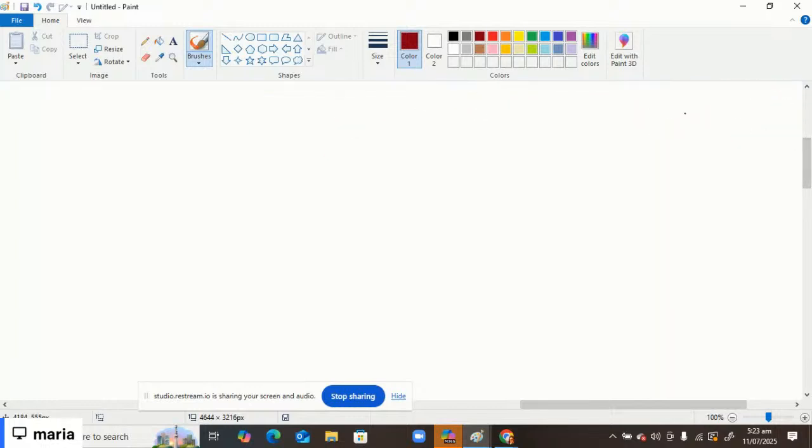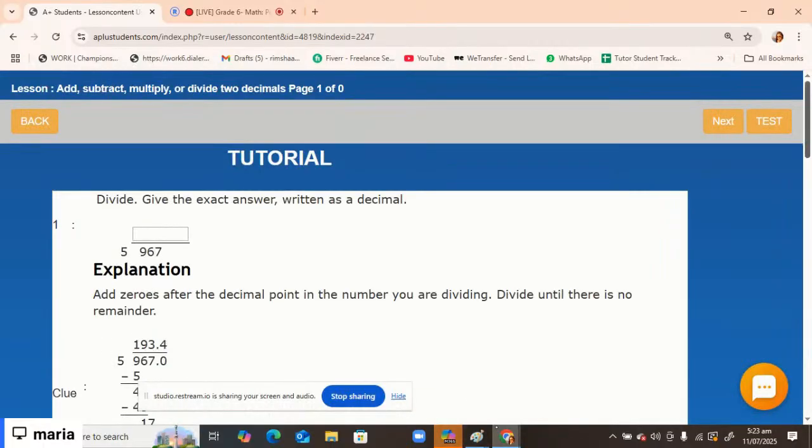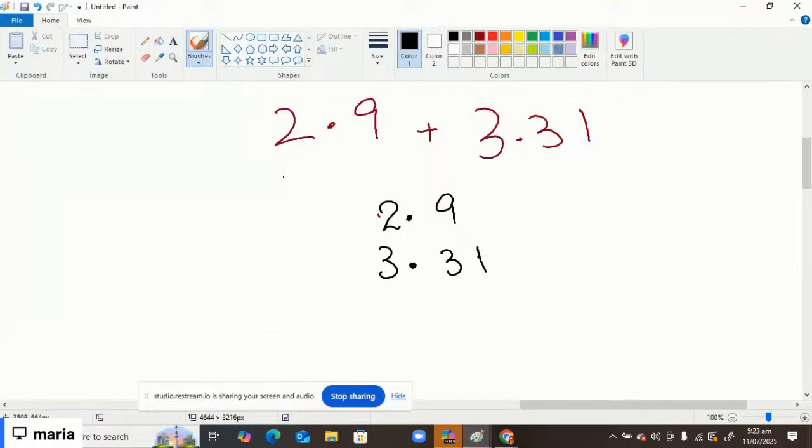Alright, now let's do some addition and subtraction questions. If I'm going to write it here, 2.9 plus 3.31. So here I'm going to write 2.9, then 3.31.